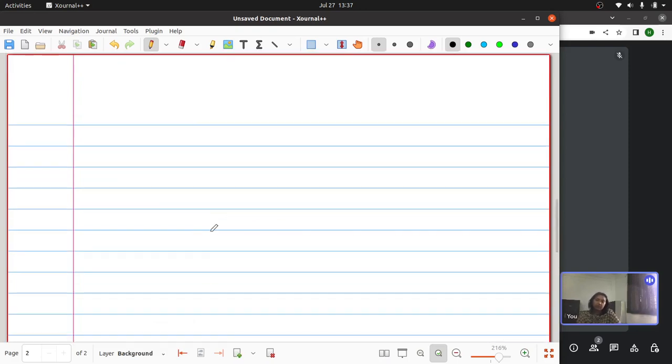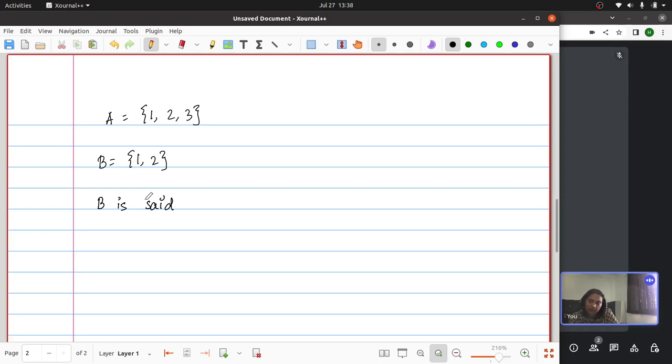Now suppose we have a set. Let's say we have the set that we started with, 1, 2, 3. When we say a subset of this, we mean that it's another set, but the elements of the other set are contained in this set. So let us say B is 1, 2. Every element in B is contained in A, right? So B is said to be a subset of A.